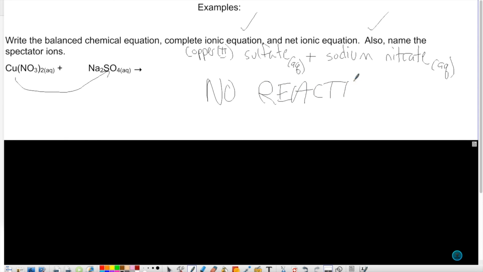And that's all I'm going to ask you to show. Okay, name them. Okay, name the products, identify that they're both aqueous, and then write no reaction and you're done. And that's it for double displacement reactions using solubility rules.